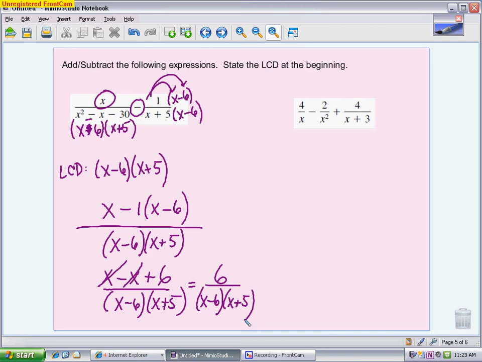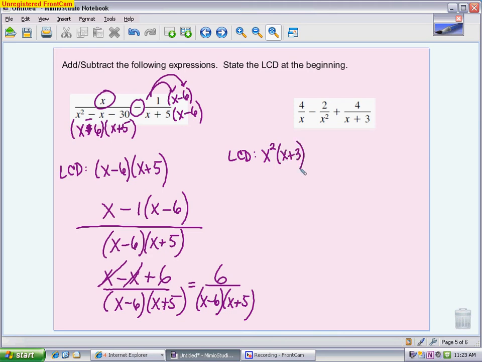For the next one, nothing to factor here. Right now, I have one denominator that's an x, one denominator that's an x squared. That is the same factor, just repeated. So I need to use the highest power that we see, which is the squared, as part of the least common denominator. And I also have to have the x plus 3, because that is a unique factor.